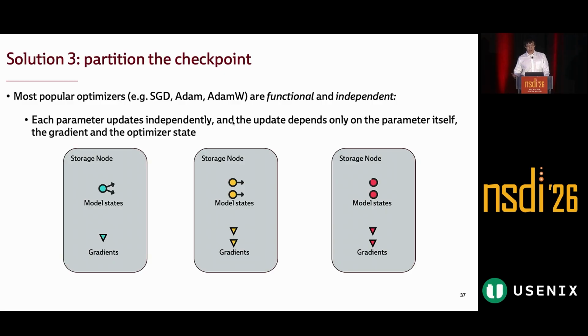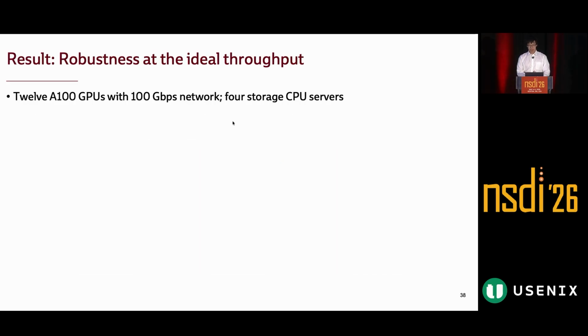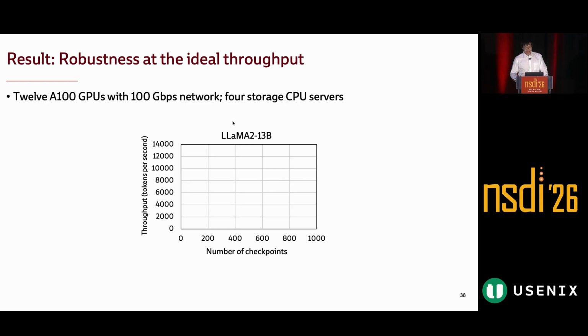By parallelizing the optimizer computations, Checkmate ensures a shadow model remains in synchronization with the training node without any stalling of the update. The result of Checkmate is the best robustness at the ideal throughput. We have implemented Checkmate end-to-end and trained multiple models to evaluate Checkmate's performance. In this presentation, I will show the result of training a Llama 2 13B model on our 12 A100 GPU nodes with 100 gigabits per second of link with 4 storage nodes in CPU servers for the updating.